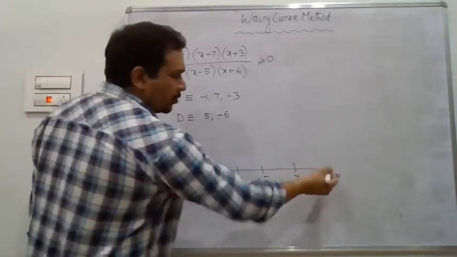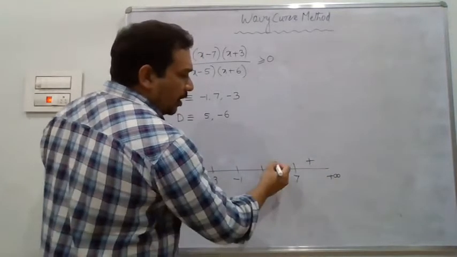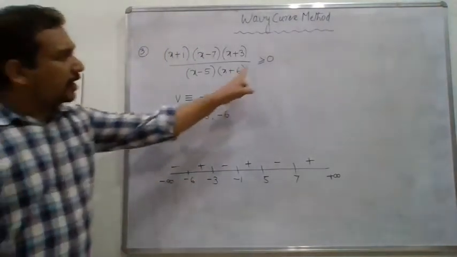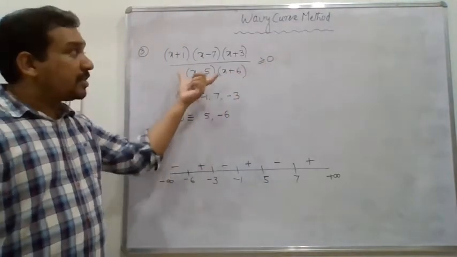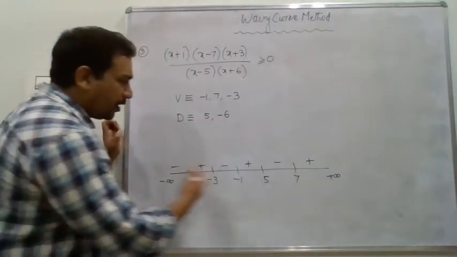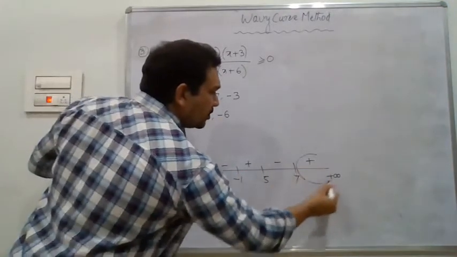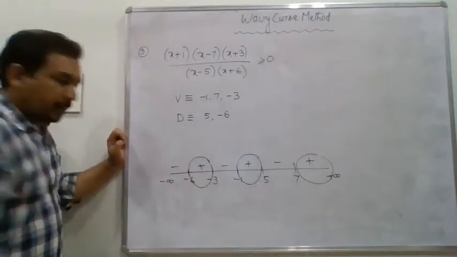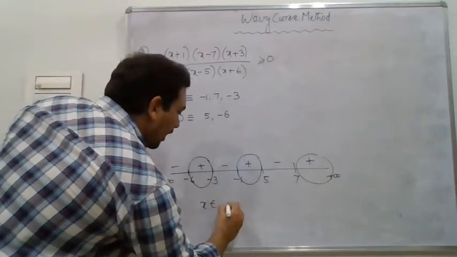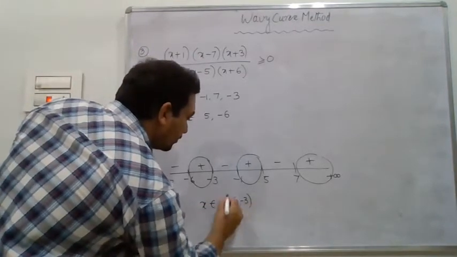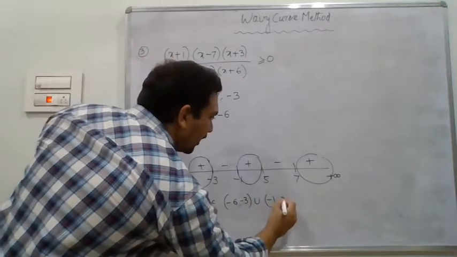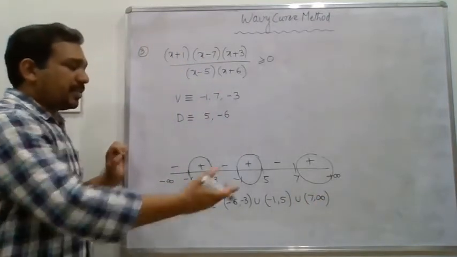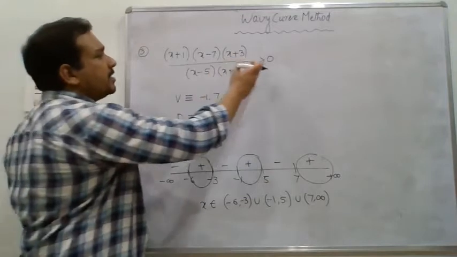We know already the uppermost region is always positive. Alternating sign: negative, positive, negative, positive, negative. Now we need greater than or equal to 0, which means the positive region, the non-negative region. So here what is the non-negative region? Which is a positive region. This region is positive. X belongs to minus 6 comma minus 3 union minus 1 comma 5 union 7 comma infinity. This is the region of X where this expression is greater than 0.